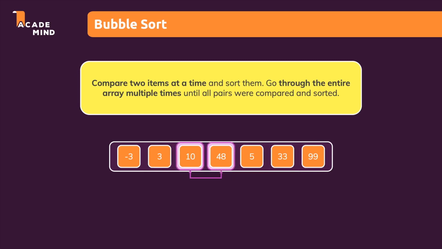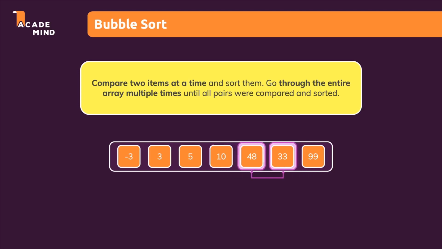Compare that to 48, no swap required. Compare that to 5, and a swap is required. So we do that, and we compare that new third value, the 5, to the next item in line. No swap required, no swap required for 99 either. So we move on to the next item. We compare that to 10 in this case, and 10 of course is smaller, so we need to swap those two values. Now we compare 10 to 33, no swap required, and no swap required either for 99.